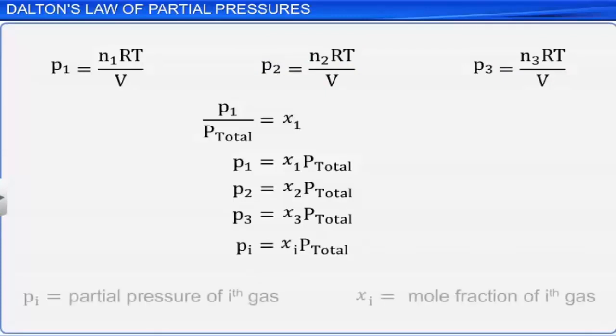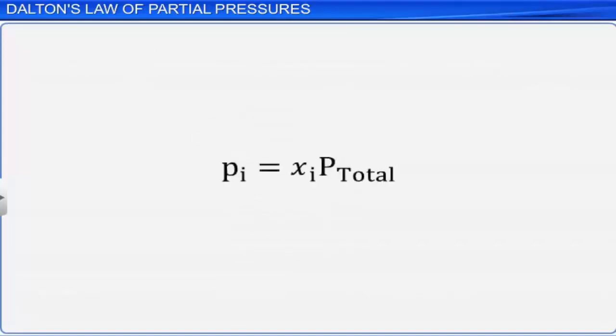Thus, if the total pressure of a mixture of gases is known and the mole fraction of the gas is known, then the equation Pi equals Xi multiplied by P total is used to calculate the pressure exerted by an individual gas.